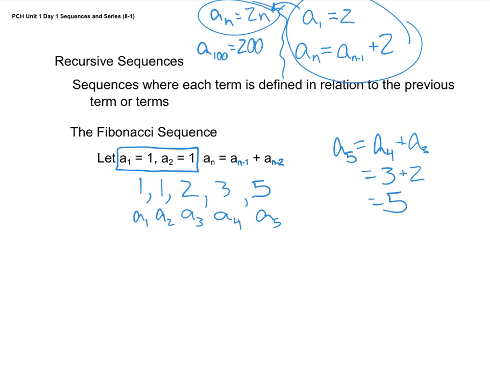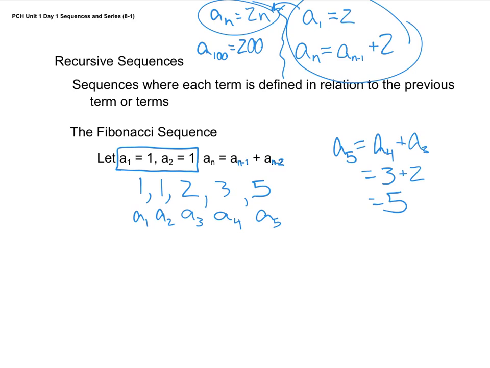I'm not sure what it is as a decimal. But if you've heard of the golden rectangles used in art and architecture and the golden ratio, they've actually used that ratio to come up with an explicit definition of this Fibonacci sequence. That's kind of cool.